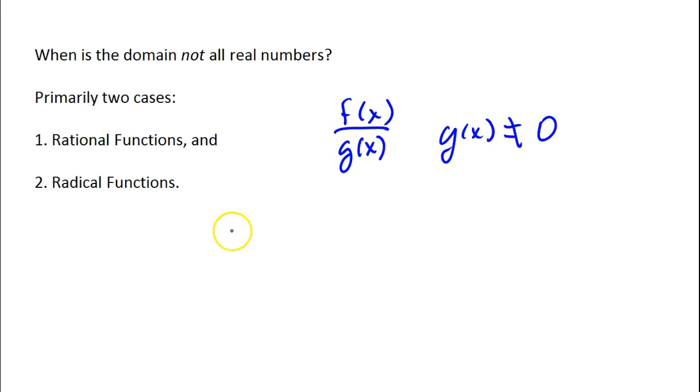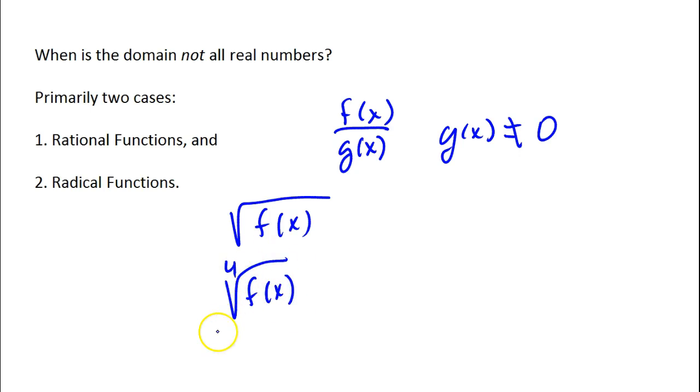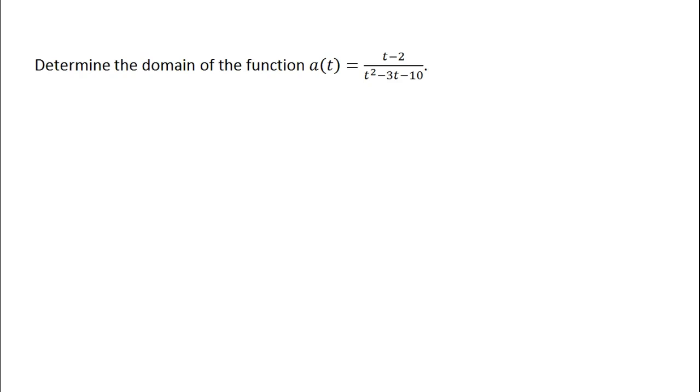With radical functions, it's going to be the square root of some function, or it could be the fourth root of some function. As long as it's an even root, we have to watch out because we cannot take the even root of a negative number. So we're going to make sure that f of x is always greater than or equal to 0 in those cases. So here's an example of a rational function.